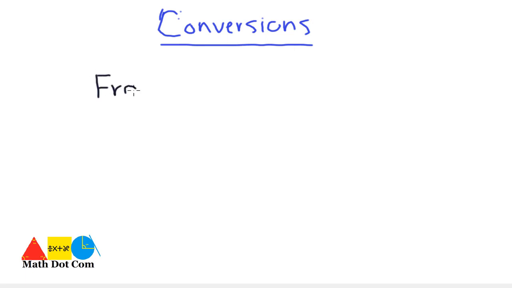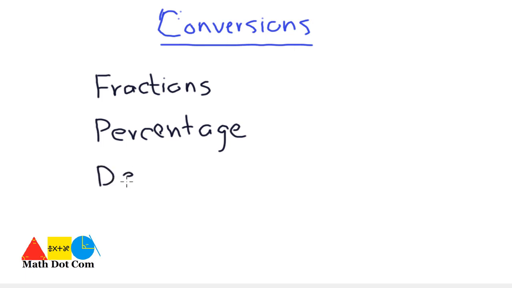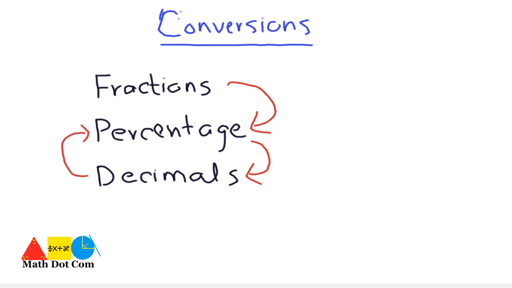We have the fractions, then we have the percentage, and then the decimals. Now what we will do, we will see the conversions: how to convert a fraction into percentage, how we can convert a percentage into decimal, in the same way how we can convert the decimal into percentage, and how we can convert the percentage into fractions. If you understand one of these concepts, you can easily understand the others. If you know how to convert the fraction into percentage, then you can easily understand how to convert the percentage into fraction. So let's see what the procedure is.